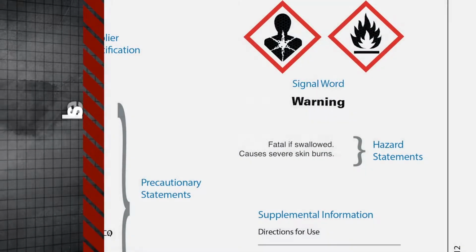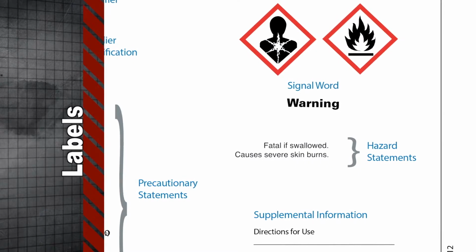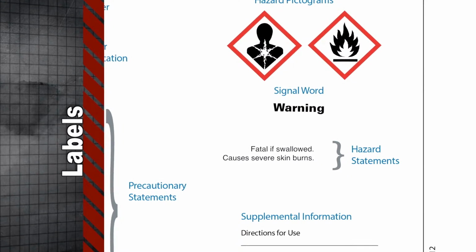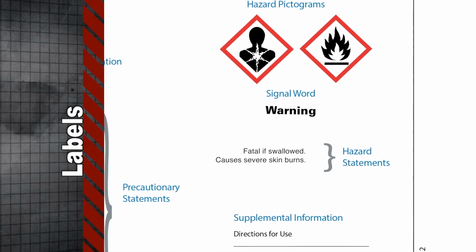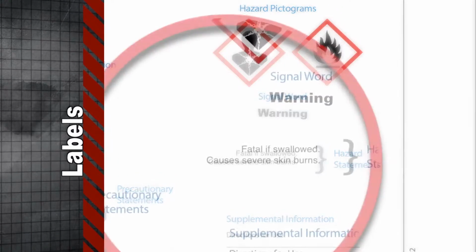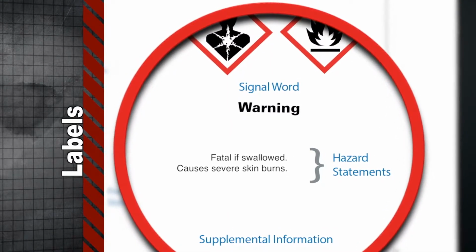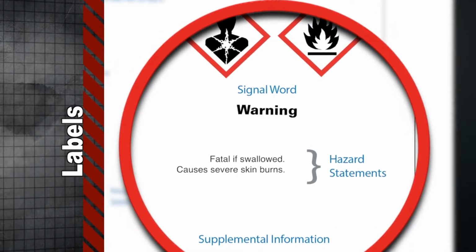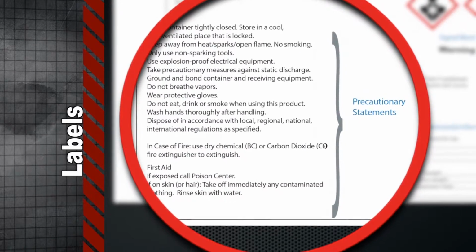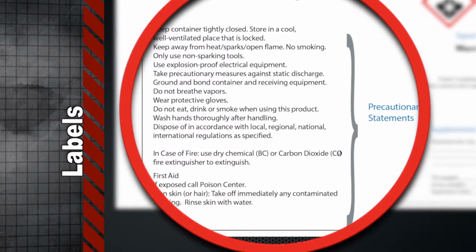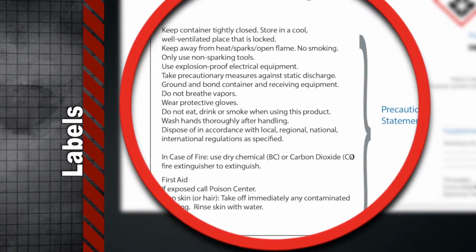This part of the label contains the hazard statements, which describe in words the nature and degree of the danger. All of the hazards of this substance will be included. An example of a hazard statement might be "fatal if swallowed," or "causes severe skin burns." And over here you will see the precautionary statements, which tell you the steps you should take to avoid getting hurt or causing damage when handling or storing this chemical.